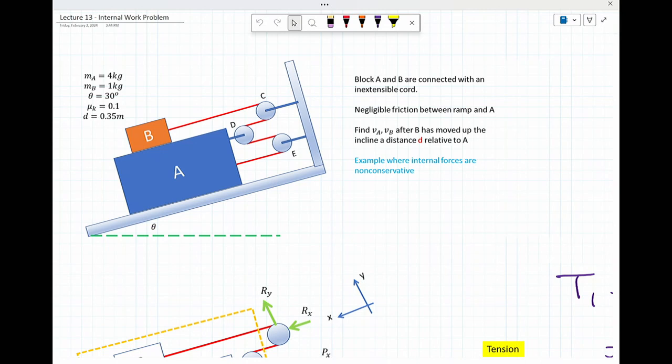So if you remember yesterday, what we were talking about was a system with internal work. It comes about because you have a displacement of one object relative to another. What we had done at that point is we had started out, just so you're reminded, block A, B are connected, negligible friction. Find VA, VB after B has moved up the incline a distance d.